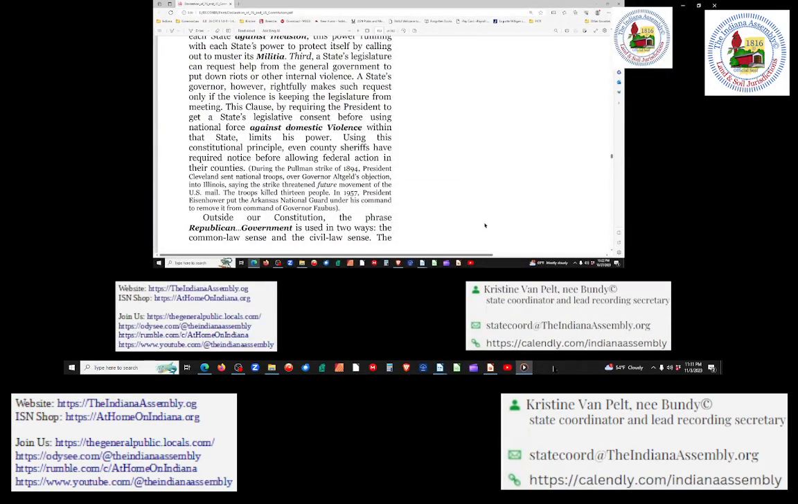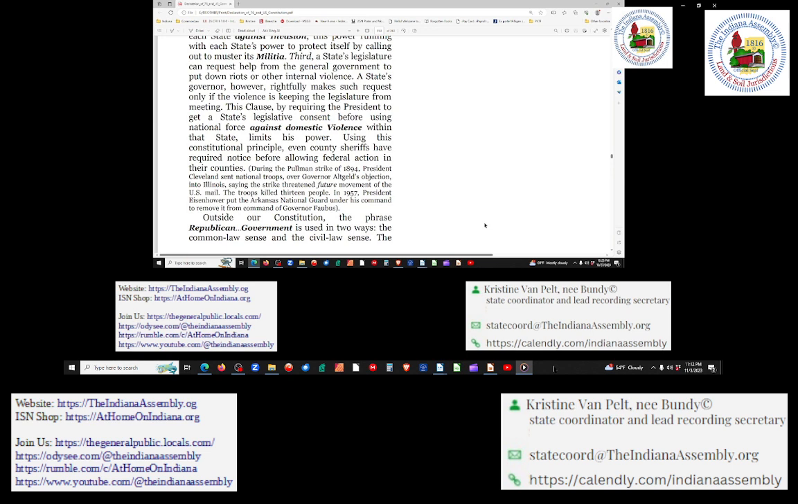Third, a state's legislature can request help from the general government to put down riots or other internal violence. A state's governor, however, rightfully makes such request only if the violence is keeping the legislature from meeting. This clause, by requiring the president to get a state's legislative consent before using national force against domestic violence within that state, limits his power. Using this constitutional principle, even county sheriffs have required notice before allowing federal action in their counties.